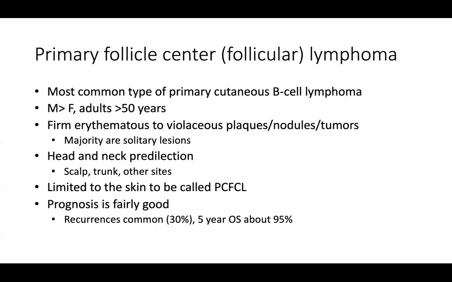Moving on to primary follicle center or follicular lymphoma, it's the most common type of primary cutaneous B-cell lymphoma. It occurs more often in males than females and usually in adults greater than 50. You have firm erythematous to violaceous plaques, nodules, and tumors. The majority are solitary lesions. This has a predilection for the head and neck, and affects the scalp, trunk, and other sites. It has to be limited to the skin to be called primary cutaneous follicular cell lymphoma.